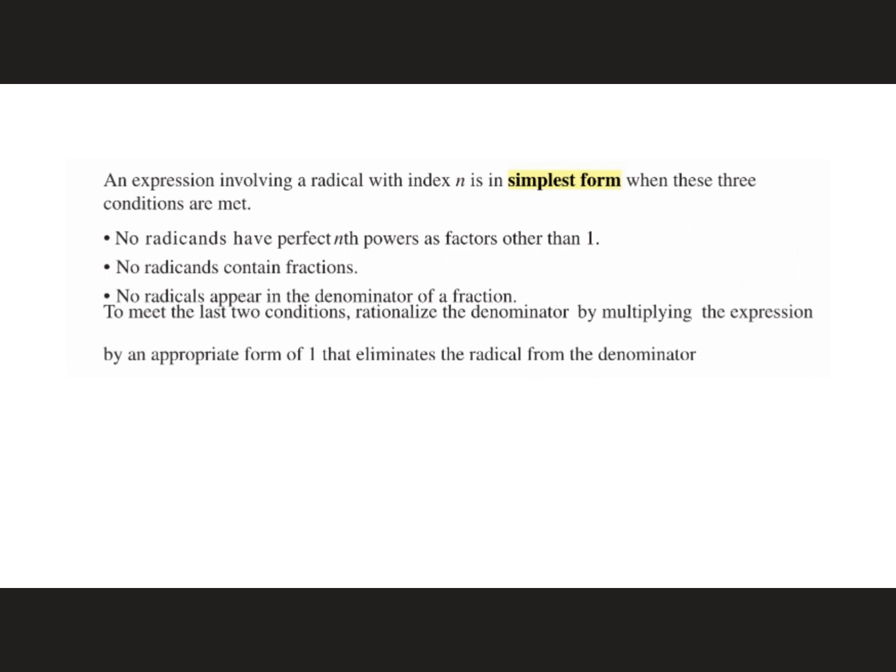So on this slide, it talks about when a radical is in simplest form, it has to meet these conditions. So no radicands have a perfect nth root as factors other than 1. So that's just saying under our radical, like if I had the cubed root of 8, I would have to break this down and simplify. So this can be simplified. What's the cubed root of 8? 2. That's a pretty common one that we see often.